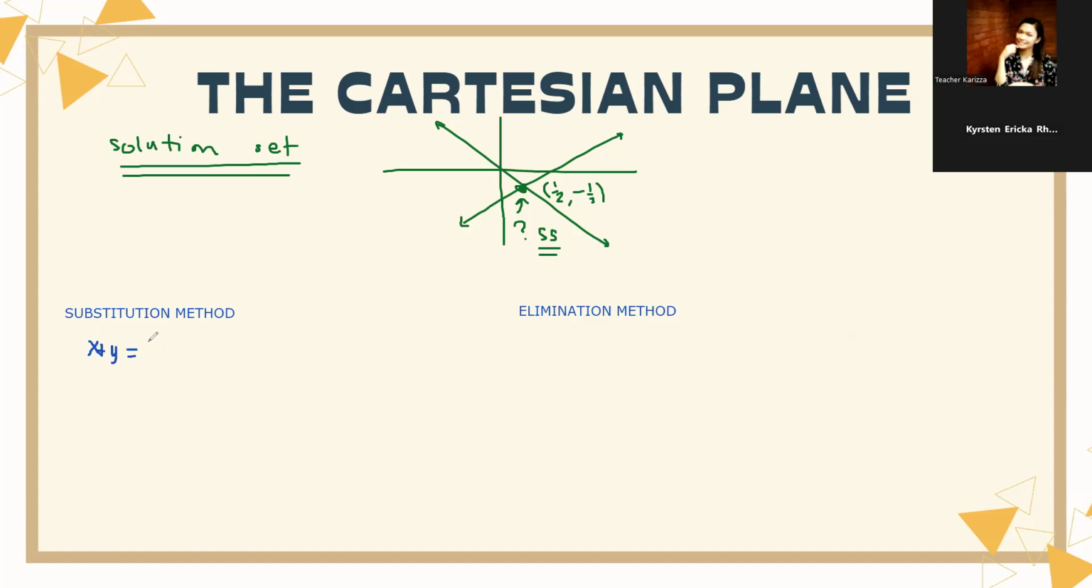X plus y is 4, and x minus y is equal to 2. So for the substitution method, you want to isolate the value of either x or y in one of the equations and then substitute it into the first one. So let's isolate x in the second equation. We have x is equal to 2 plus y.